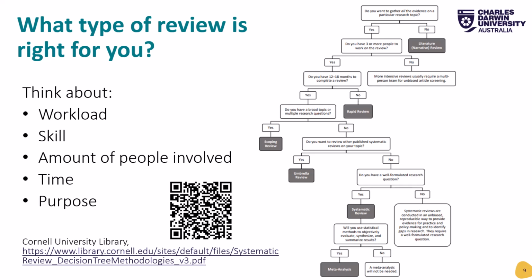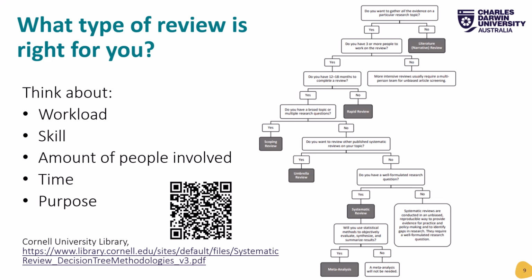If the answer is yes, then think about the broadness of your research question. If it's a very broad question, then it's more suitable to a scoping review. If you want to include other published systematic reviews, maybe similar to an umbrella review. But if you have a well-formed research question that fits a very narrow topic, then you may like to select a systematic review. A systematic review, with multiple authors, takes time to publish, and it must have a very specific research question.